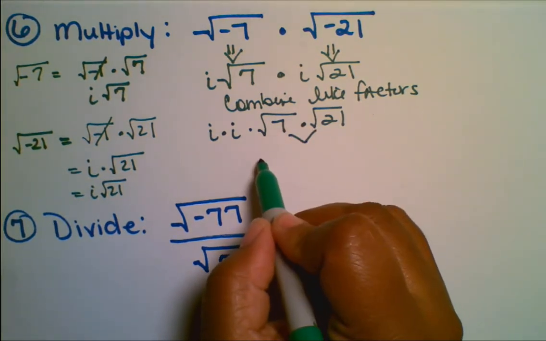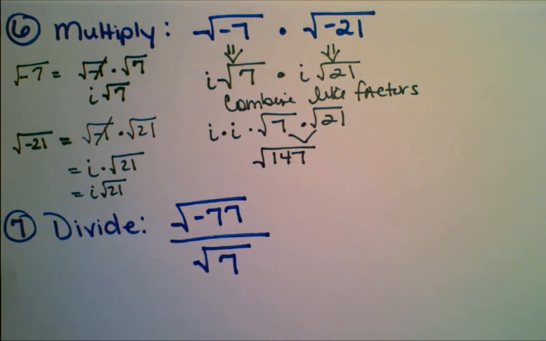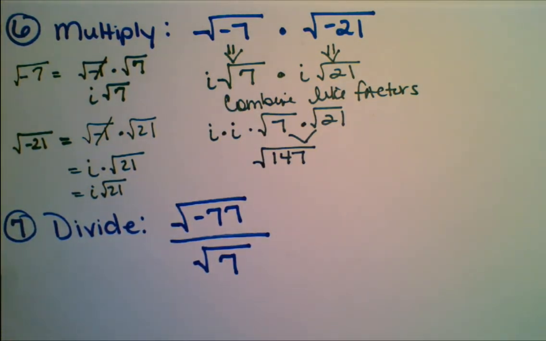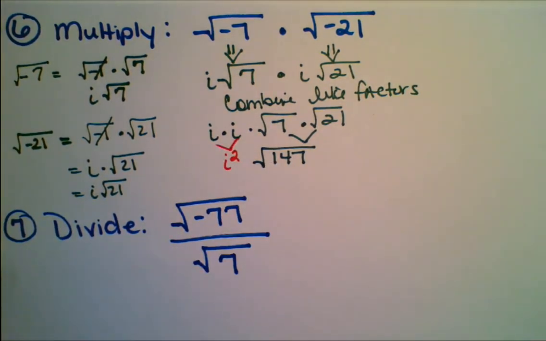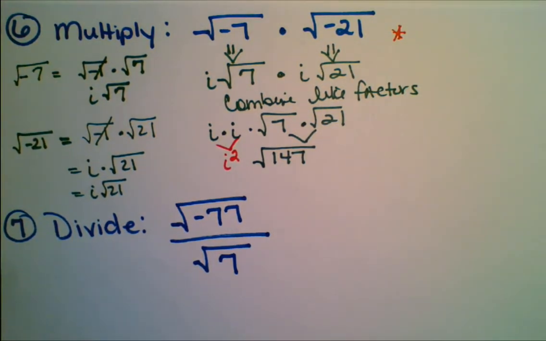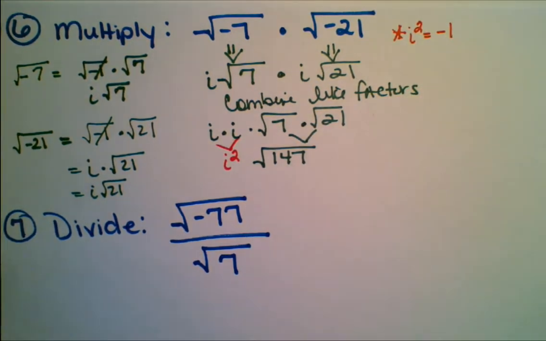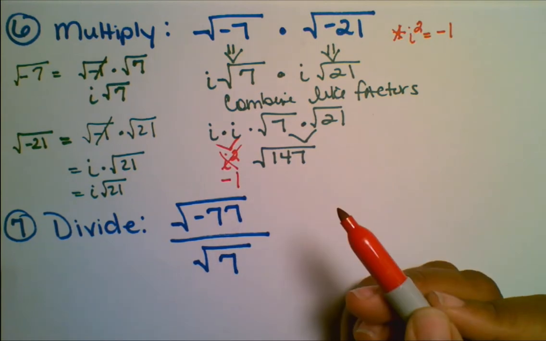So you have here the square root of 147. Now let's look at i times i. That's just like if we were multiplying x times x, that would give us x squared. Well, i times i gives us i squared. And remember, I'm going to put an asterisk up here. One of the two concepts I wanted you to learn was the square root of negative 1, and then also what i squared is equal to. And i squared is equal to negative 1. So here, where we see i squared, that becomes negative 1.